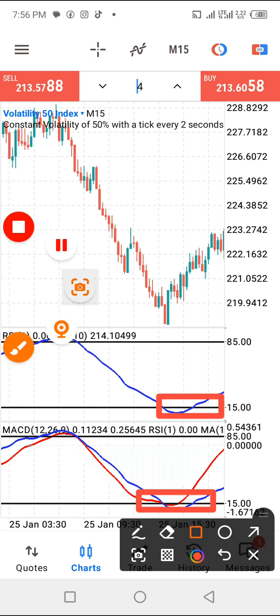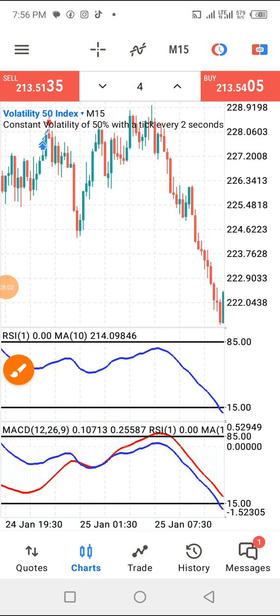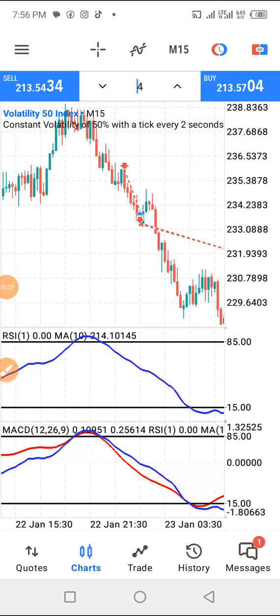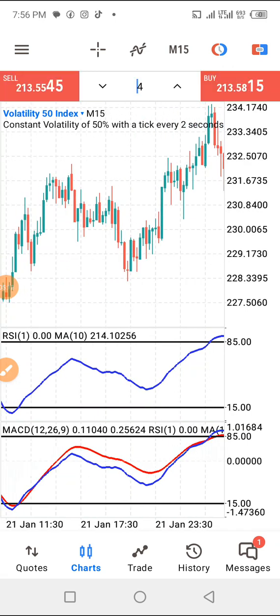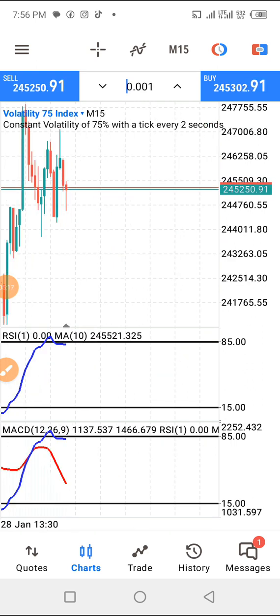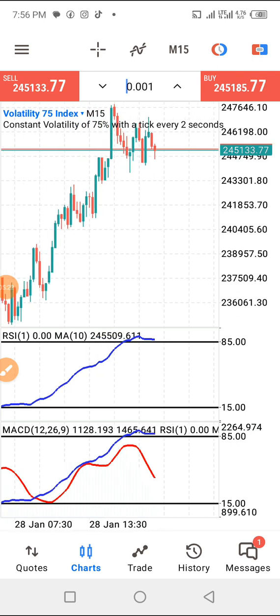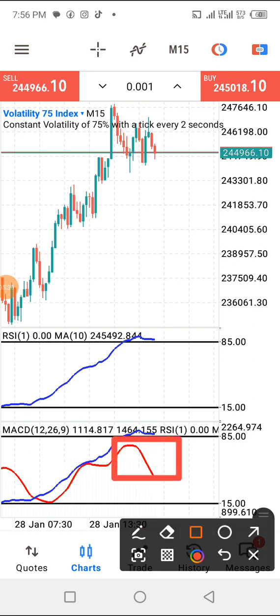Alright, that is for volatility 50. Now let's check on other pairs like volatility 75. Like I told you, it works for all the volatilities. Let's check volatility 75. Okay, you can see now we have the red line already. You can see the red line has crossed already, but we notice our blue line has not crossed.